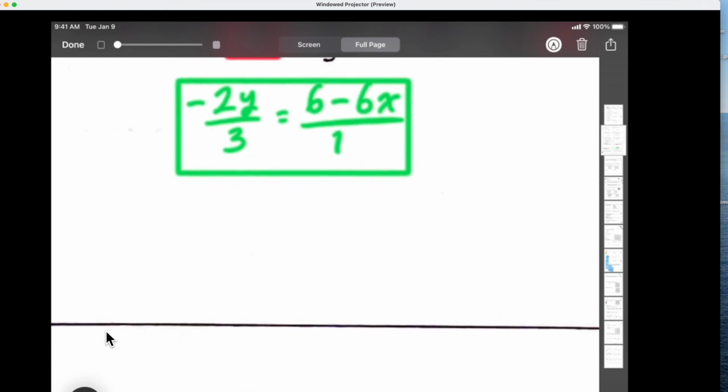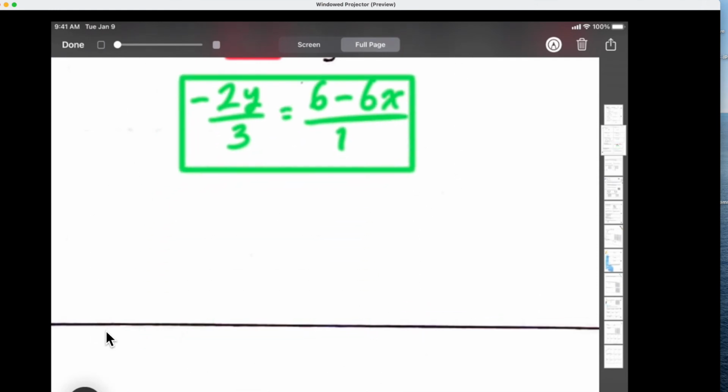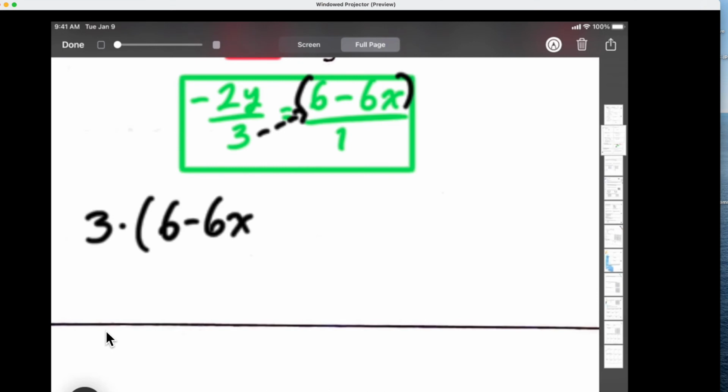And cross multiply here. So I'm going to take this 3 and I'm going to multiply it by what I see over here. Put parentheses around that. So I'm going to have 3 times 6 minus 6x equals, and then I'm going to multiply these two things, negative 2y.